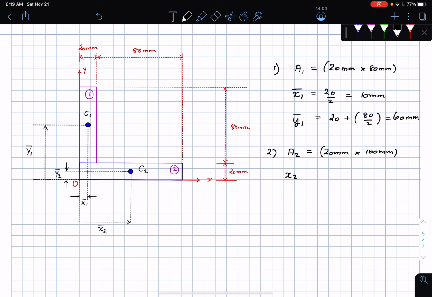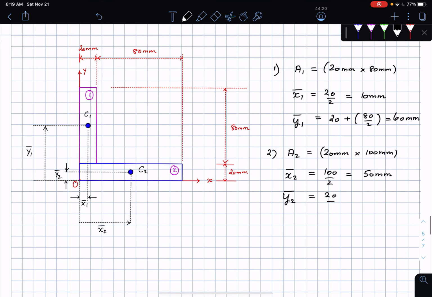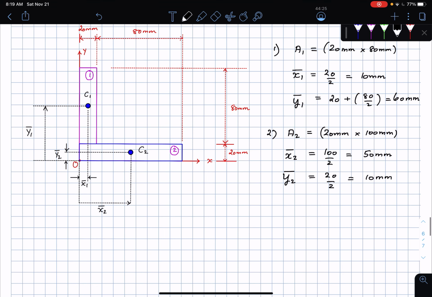Then x2 bar is also fairly straightforward. As you can see, this is just half of 100. So this is 100 divided by 2, which is going to be 50 millimeters. And y2 bar is going to be half of 20, so 20 by 2, which is 10 millimeters. Once I have all of this, then I write the generic formula.